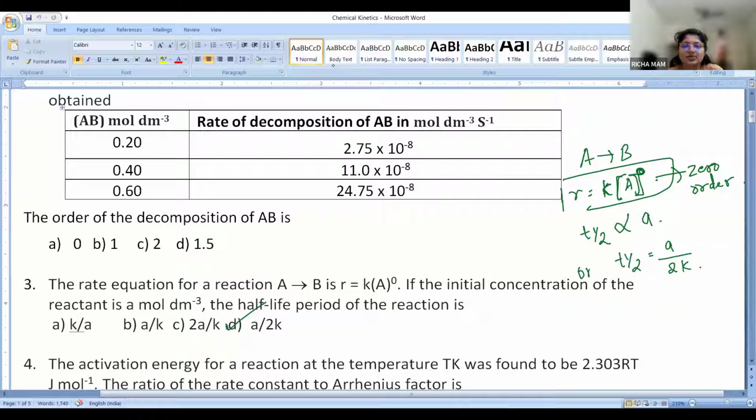Yes, Lubna has answered it. Correct. Very good. So, yes, D is the answer.